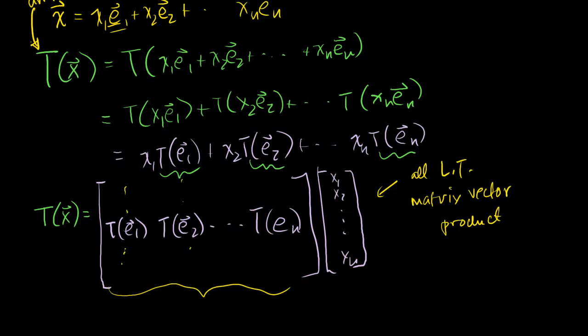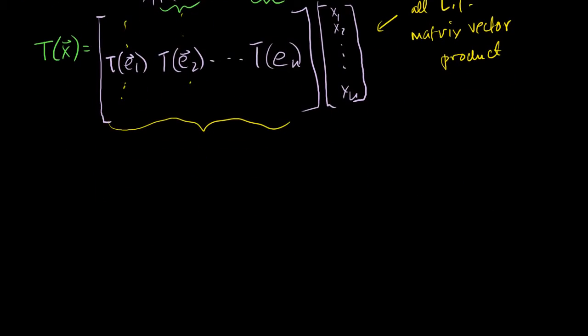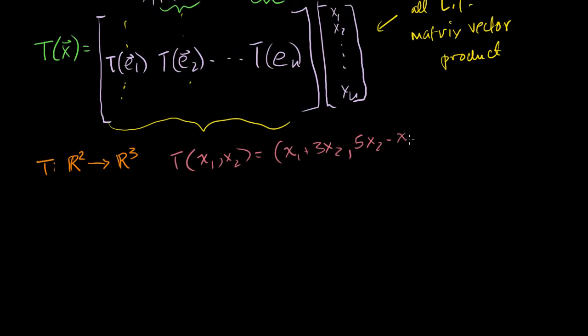Let me show you an example. I think this is super neat. Let's say that I'm just going to make up some transformation. Let's say I have a transformation, and let's make it extra interesting, a mapping between R2 and R3. And let's say that T of x1, x2 is equal to, let's say the first entry is x1 plus 3x2. The second entry is 5x2 minus x1. And let's say the third entry is 4x1 plus x2.